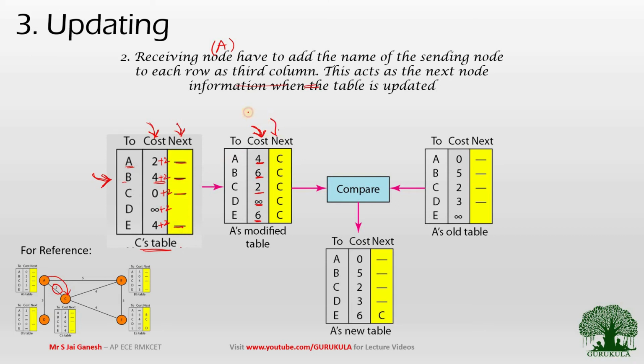The second step is, the first step was that we modified the cost, and we are now modifying the next node column. The next node column should be replaced with the sending node value, because we are updating the data based on the information given from the sending node. So here the sending node is C, so we are changing the column to C here. Now we can say that this is A's modified table. While completing these two stages, we will have the modified table here. And then we have to go for the next step.